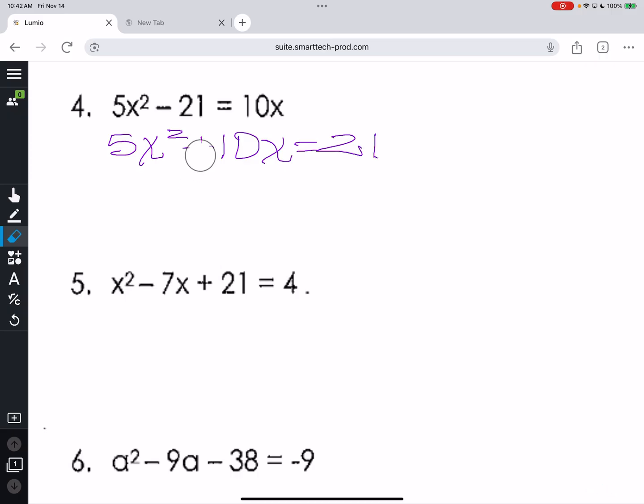Because I think I was listening and not looking. My bad. Thank you for catching that. 5x squared minus 10x equals positive 21. So what is the first thing we're going to do? Take out a 5 only on the left-hand side. And that gives us our x squared minus 2x.